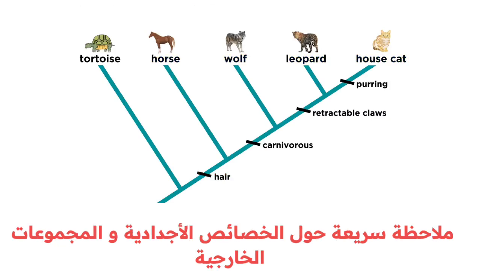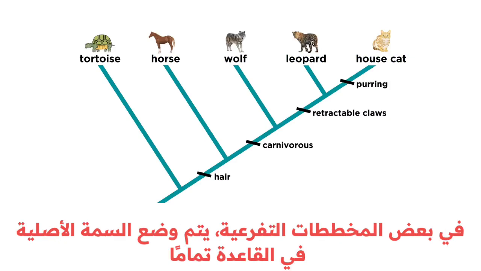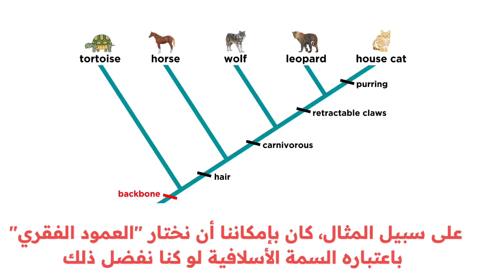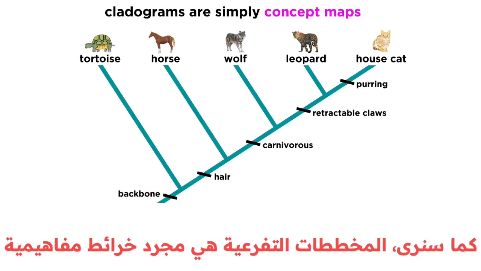One quick note about ancestral characteristics and outgroups. In some cladograms, the ancestral characteristic is placed at the very base. For example, we could have chosen backbone as the ancestral characteristic if we had preferred. As we will come to see, cladograms are simply concept maps.